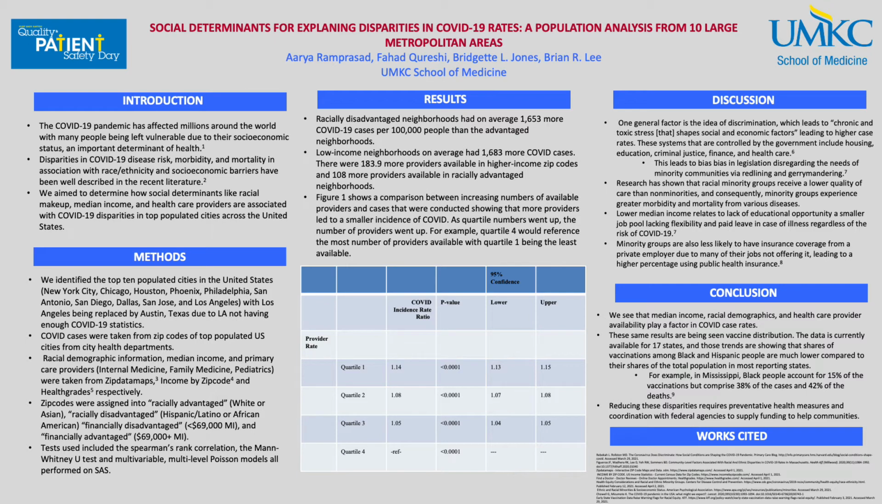So in conclusion, we saw that median income, racial demographics, and healthcare provider availability played a huge factor in COVID case rates. These same results are also starting to be seen in vaccine distribution. The data that was collected for us was in 17 states at the time, and the trends showed that shares of vaccinations among Black and Hispanic people were a lot lower compared to their shares of the total population. So in Mississippi, Black people account for 15% of the vaccinations, but 38% of the cases and 42% of deaths.